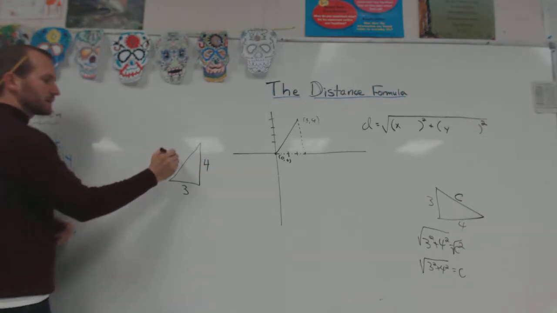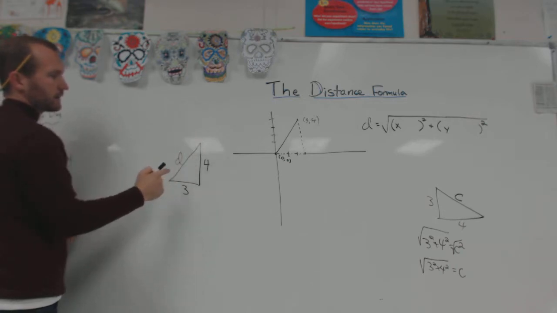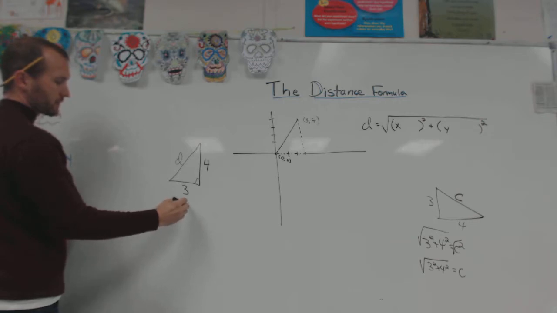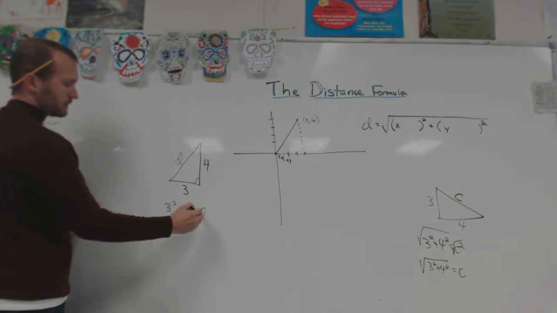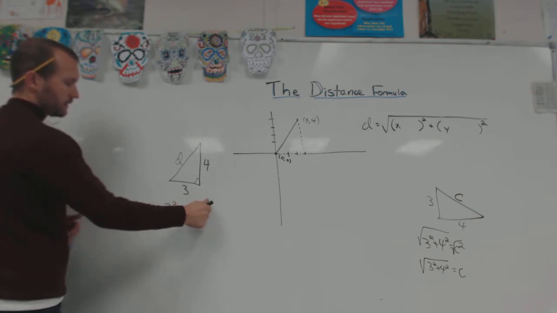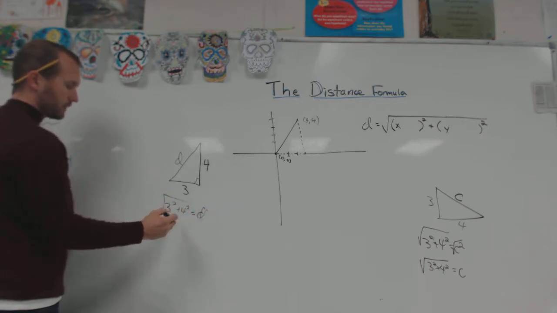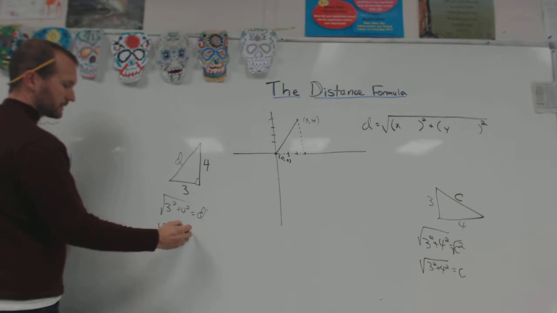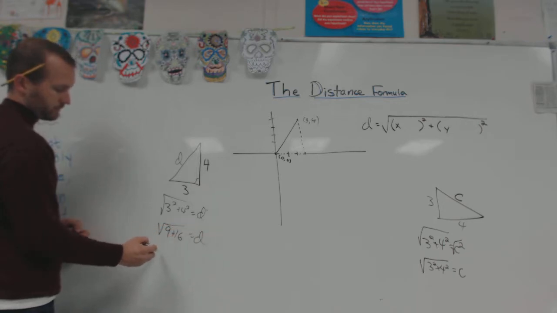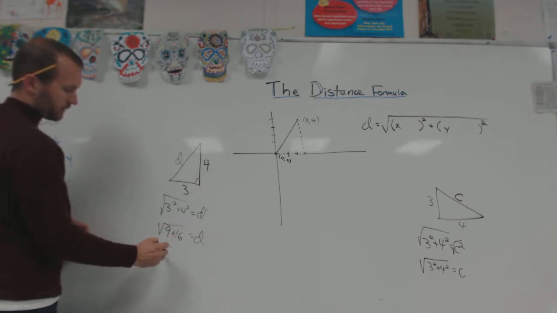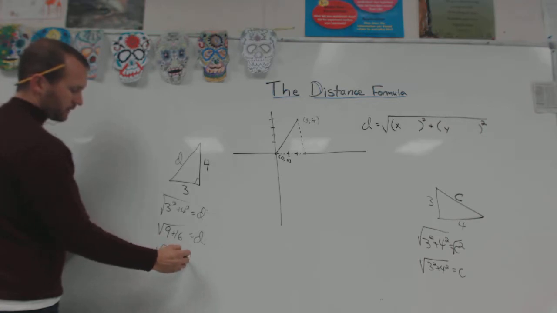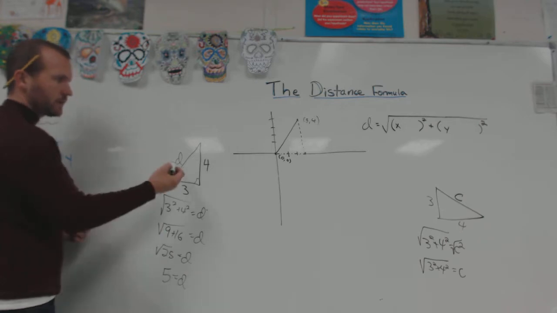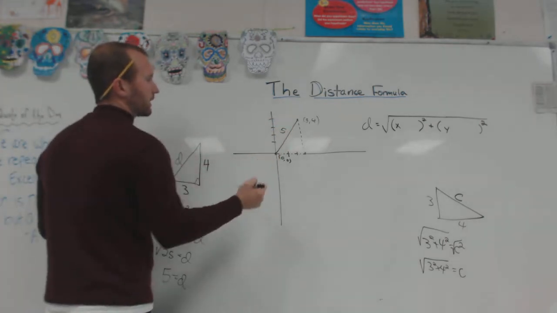So what is our distance, our missing side here? 3 squared plus 4 squared equals b squared. So we're going to take the square root. We have the square root of 9 plus 16, which equals the square root of 25. What is the square root of 25? Oh, it's 5. So we know our distance here is 5.